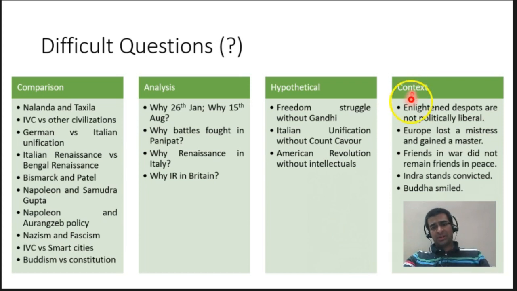Like there was a question, enlightened despots are not politically liberal. Now, who are enlightened despots? Why are they not politically liberal? First of all, knowing that itself is a big deal for students. Or, Europe lost a mistress, gained a master. Friends in war did not remain friends in peace.